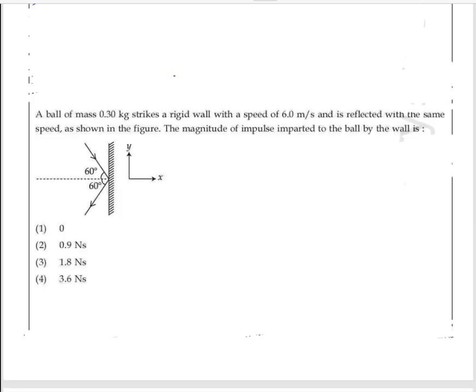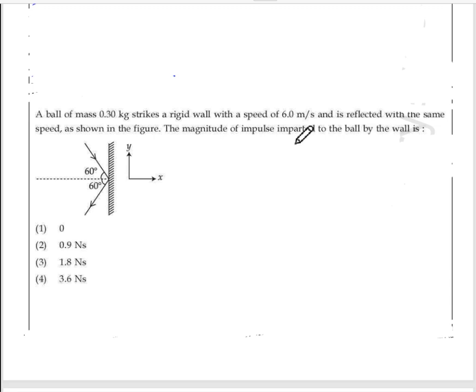So the next question is saying a ball of mass 0.30 kg strikes a rigid wall with a speed of 6 meter per second and reflects with the same speed, as shown in the figure. You have to find the magnitude of impulse.